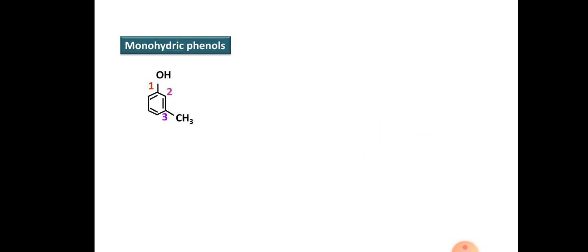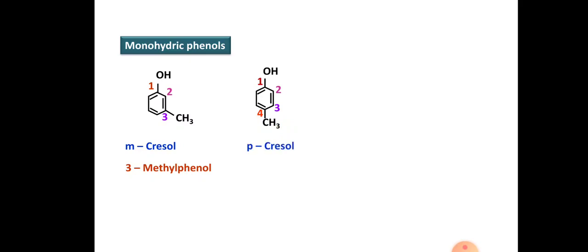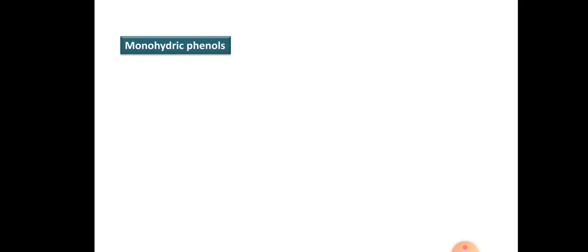Another example of a monohydric phenol: 1, 2, 3, and the name of this compound is m-cresol, that means meta-cresol, because they are at the 1-3 position to each other. Therefore meta-cresol, the name of this compound is 3-methyl phenol. One more example, 1, 2, 3, 4. It is called p-cresol, because they are para to each other, a 1-4 relationship. Therefore p-cresol, the name of this compound is 4-methyl phenol.